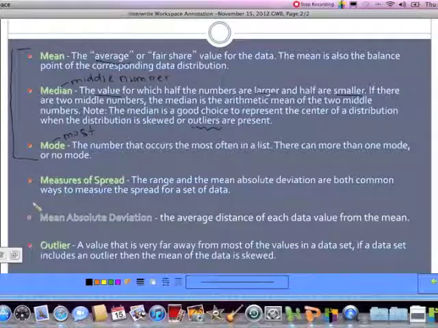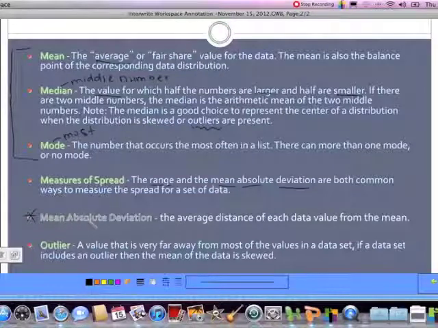Our last three vocabulary words have to do with variability, and by variability I mean how a data set is spread out. Your first vocabulary word is measures of spread, and this is simply the range and the mean absolute deviation, and these are both common ways to measure the spread for a data set. Your next word is mean absolute deviation, and this is the average distance of each data value from the mean, and we will discuss this one later on, not in this lesson.